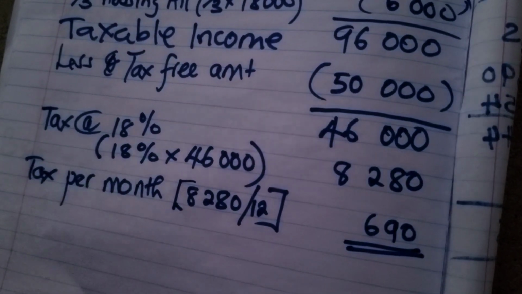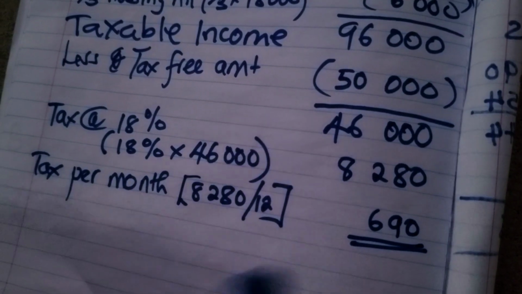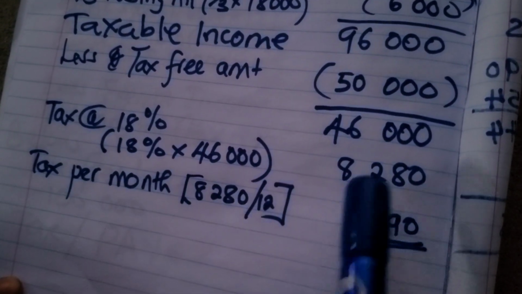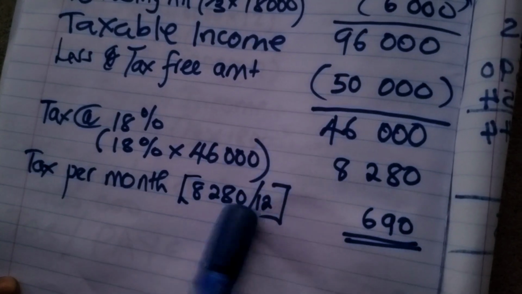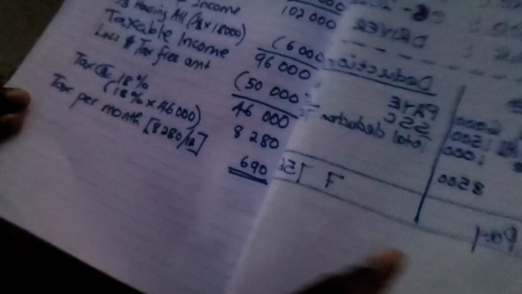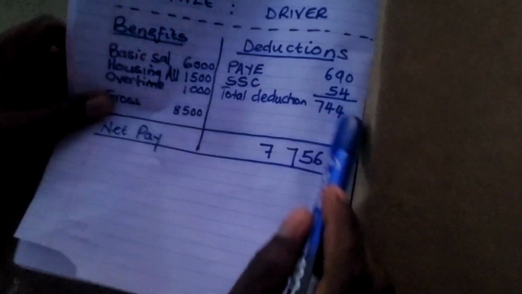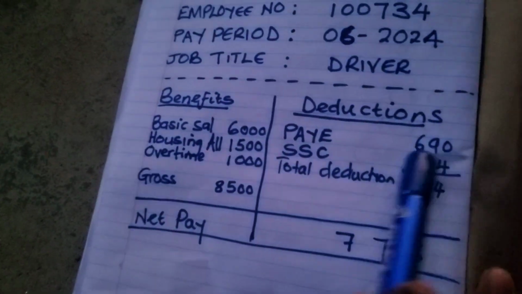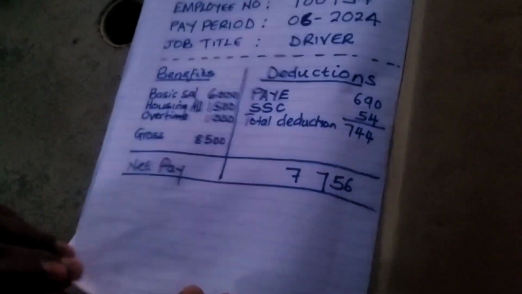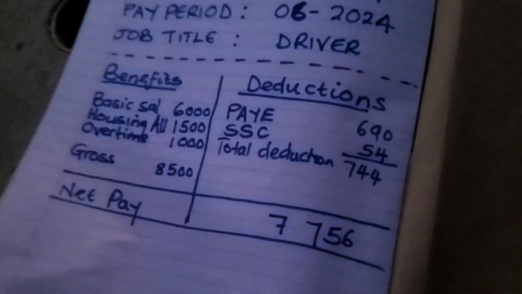$8,280. So if you want now to find what is the tax that should be charged to him per month, we divide 8,280 divided by 12, we get this $690. That is the pay as you earn that you saw in his pay slip here, which was pay as you earn of $690.